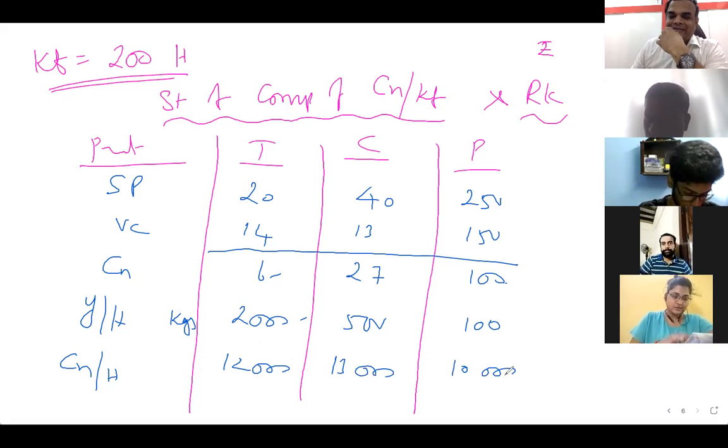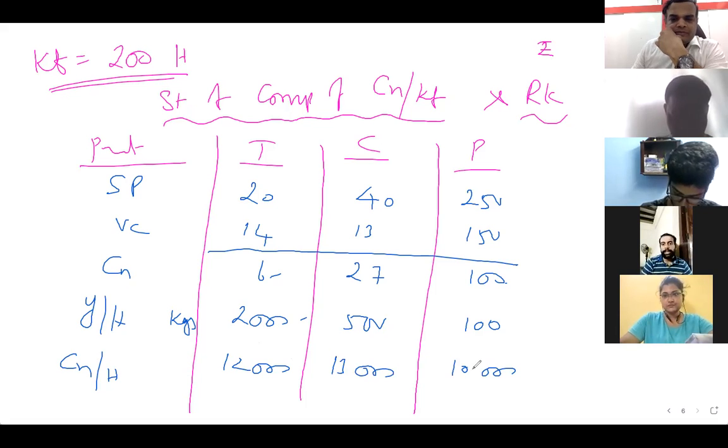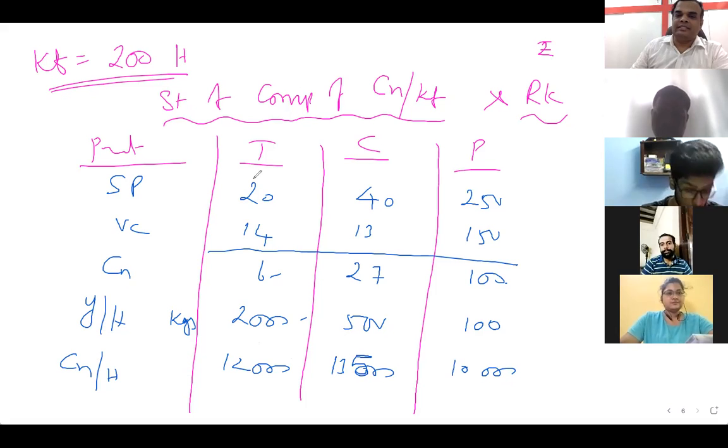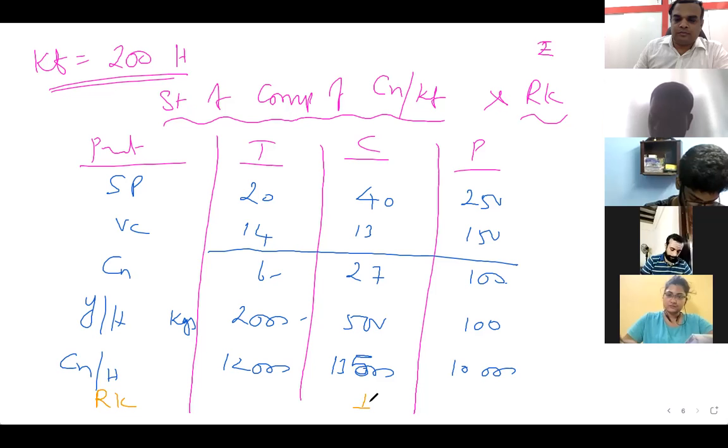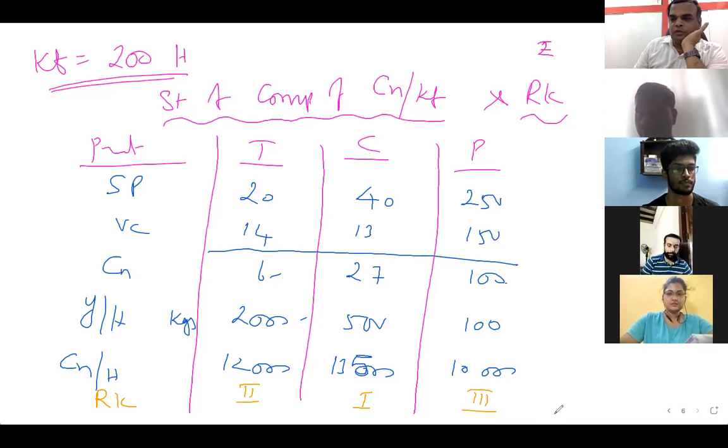10,000. Second one, 13,500. And third one, 10,000 we can get. Rank the product based on the same. First rank for coffee, second rank for tea, third rank for pepper. Now got the idea or not? Are you with me? Yes, sir. Balaji, what is the next step?